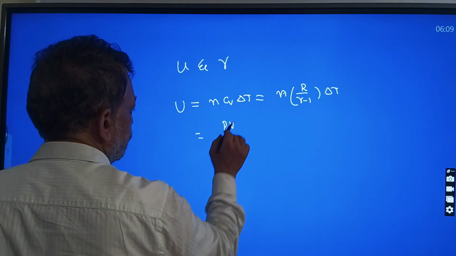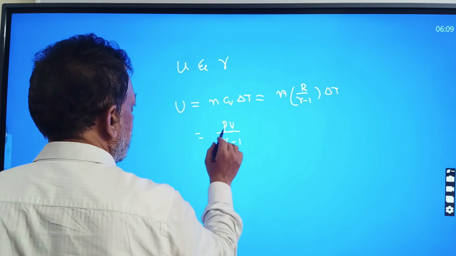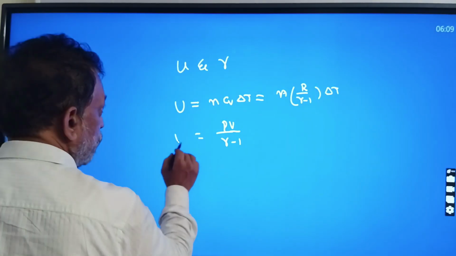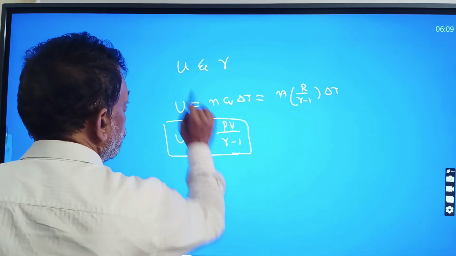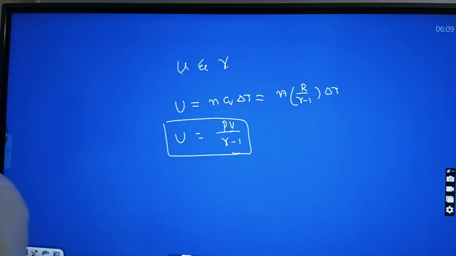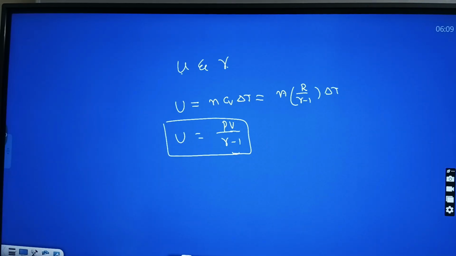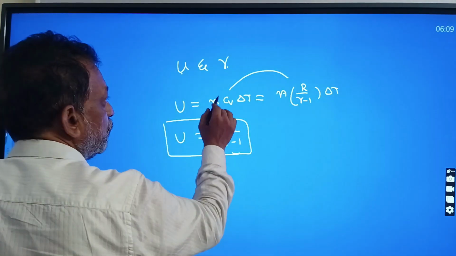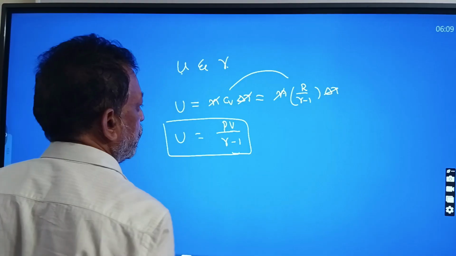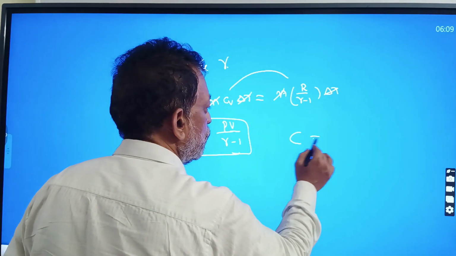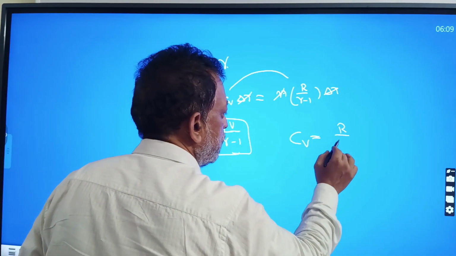Now this can be written as PV by gamma minus 1. So the relation between internal energy U and the adiabatic constant is U equals PV by gamma minus 1. Comparing, the number of moles n cancels and delta T is common. So Cv is equal to R by gamma minus 1.